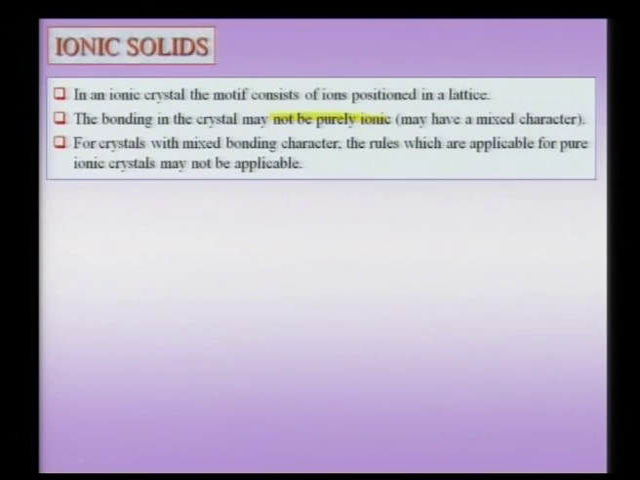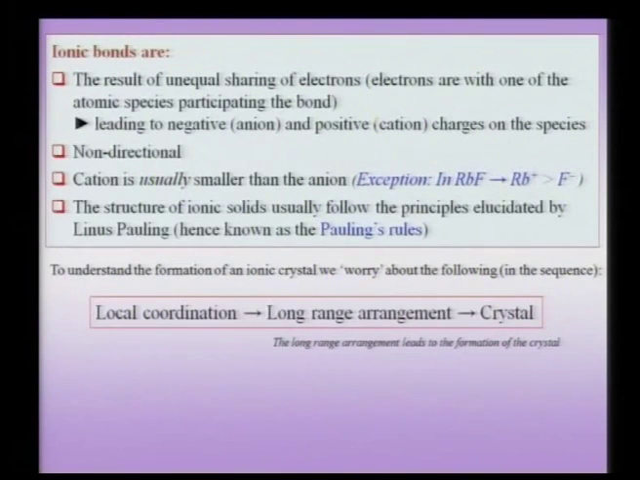That means whatever rules or concepts we evolve to understand the formation of certain ionic crystals may be violated when the bonding character is not purely ionic. As we know already, ionic bonds are a result of unequal sharing of electrons, leading to a negative charge on one of these species which we call an anion, and a positive charge on another species which we call the cation.